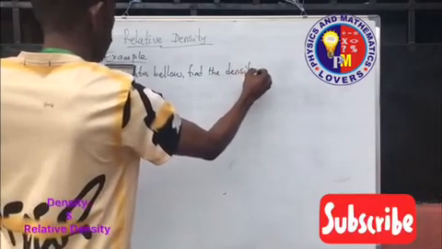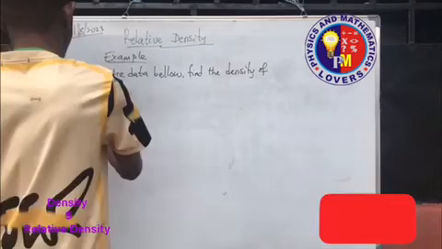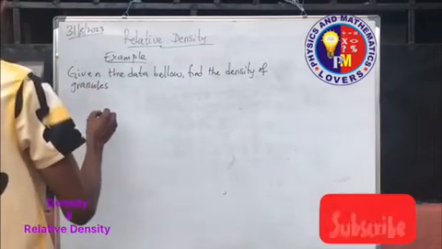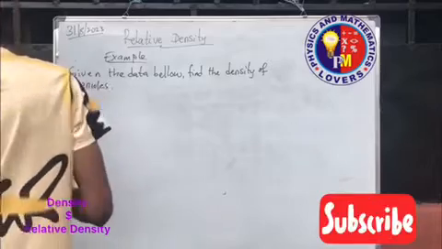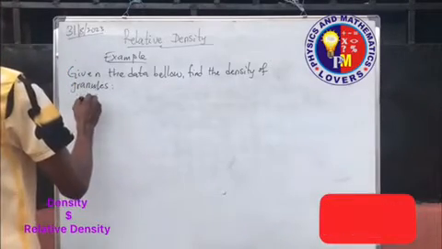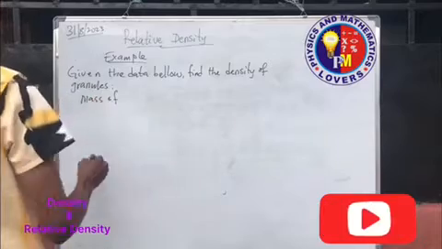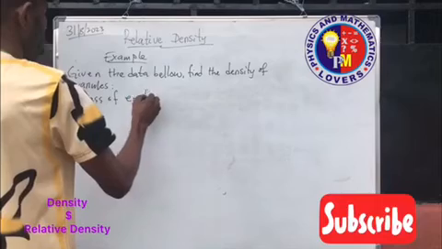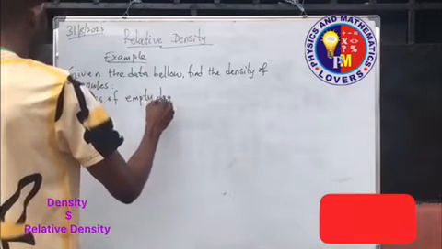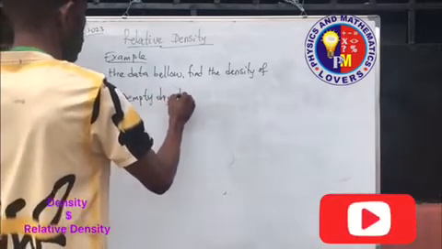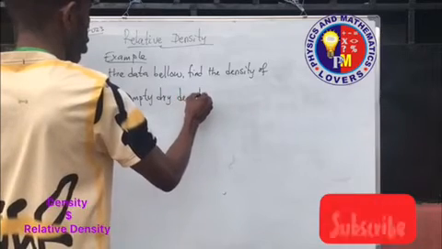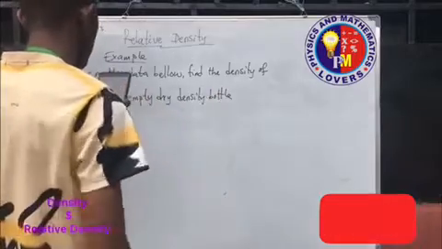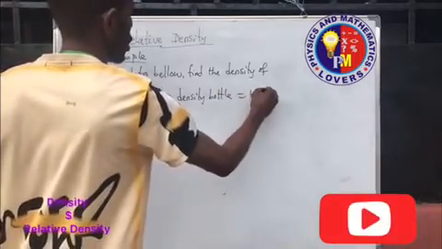The density of granules. Density of what? Granules. Density of granules. Now look at the data below. We have the mass of the empty, dry density bottle, M0, equal to 18 grams.